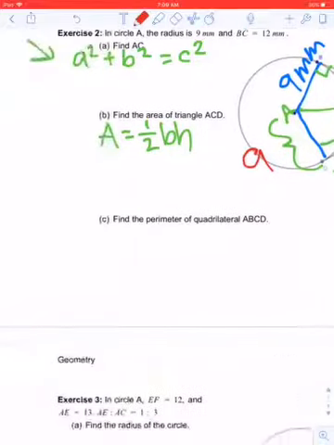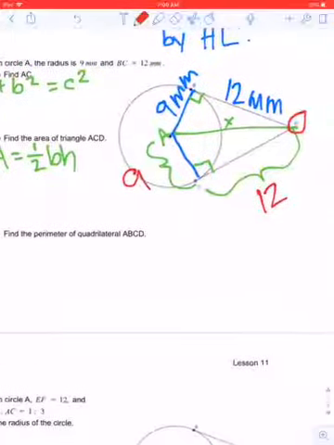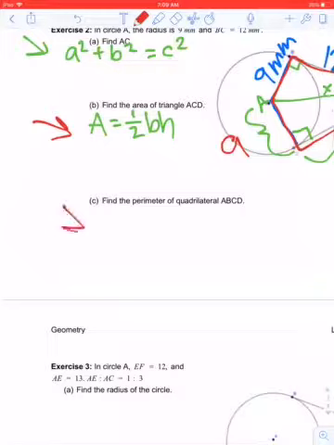So same thing, I want you to go ahead and finish this guy as well. And then find the perimeter of quadrilateral ABCD. So you can take a look and you guys can go ahead and find the perimeter because you have all those measurements now as well. So go ahead and find the perimeter. Remember, the perimeter is we add up all of the sides together and that's what we get.